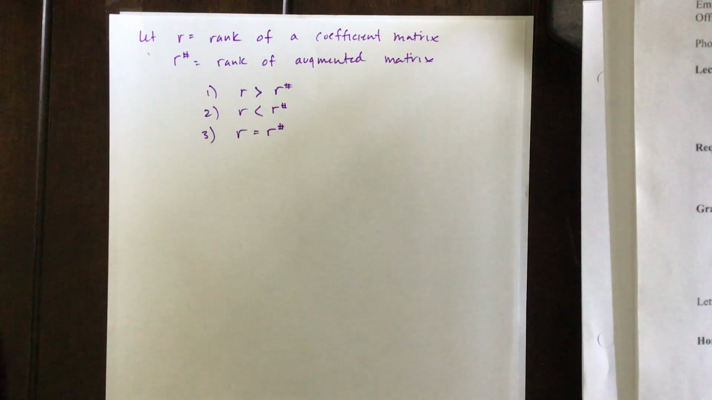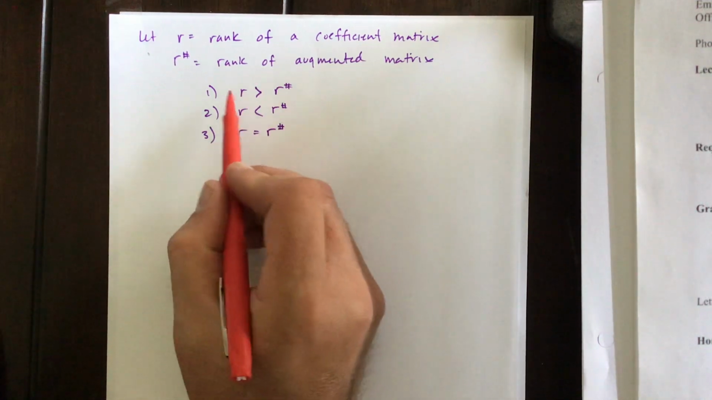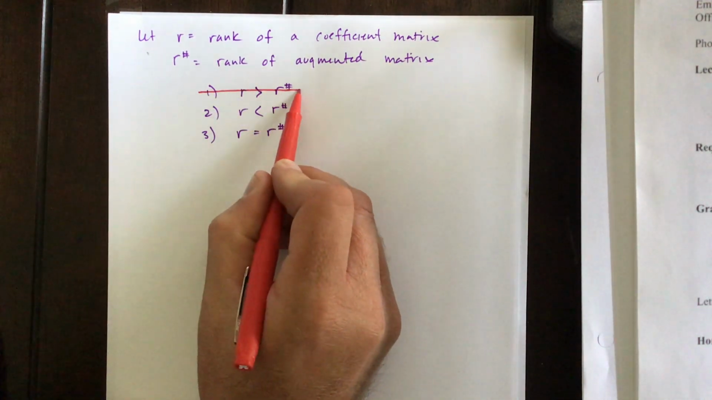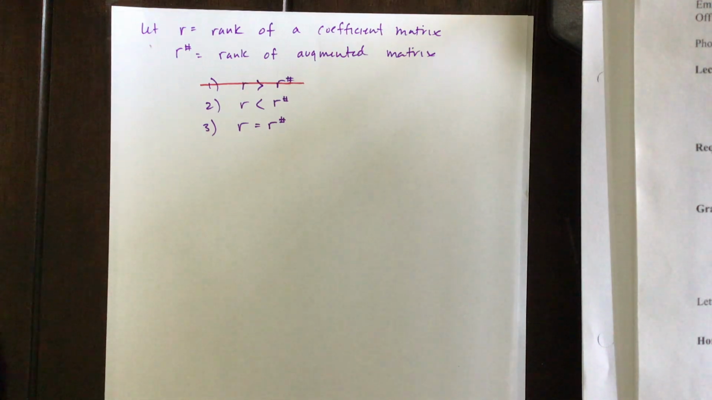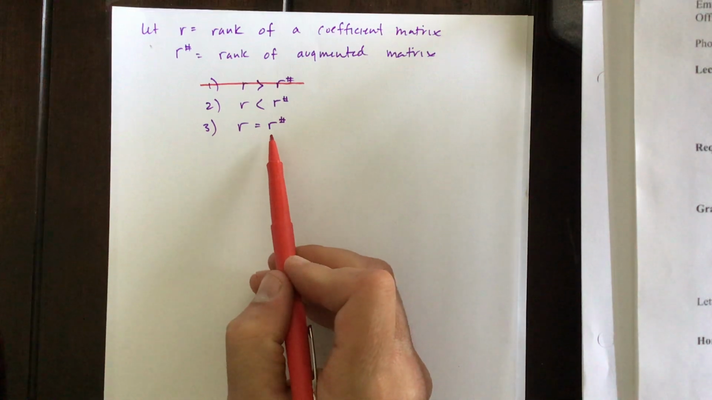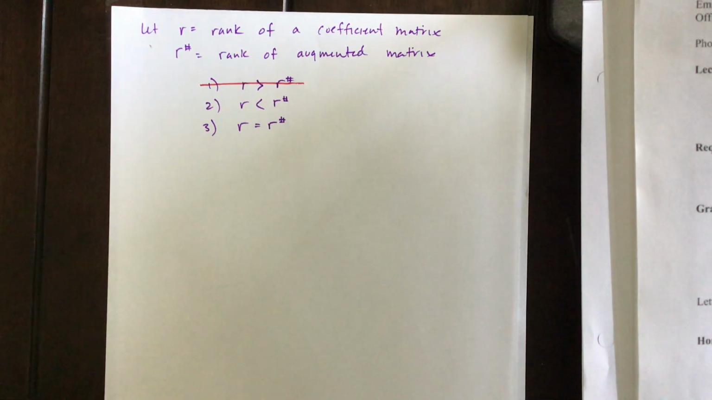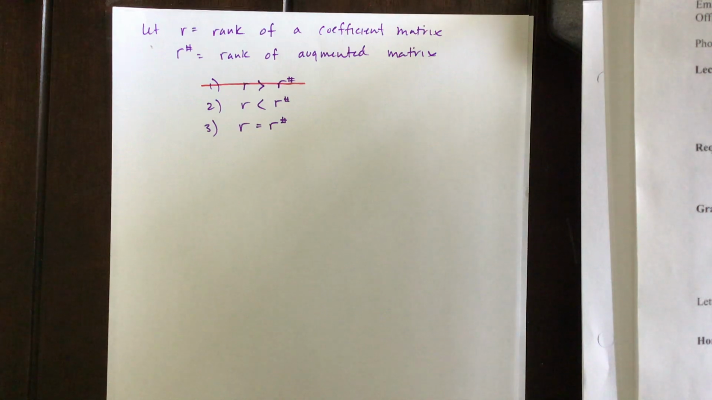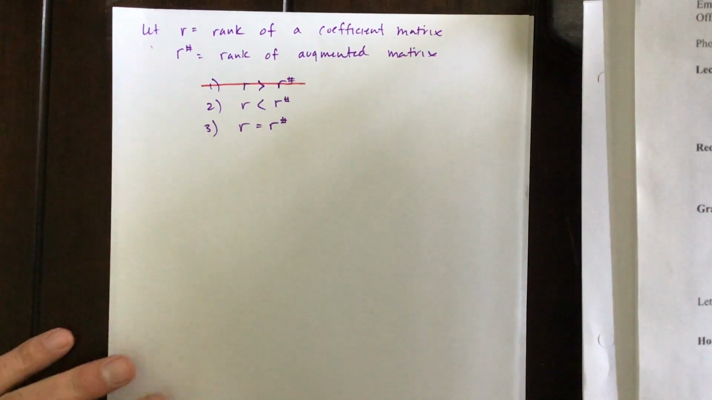Now, for the purposes of this lecture and what these numbers represent, it does not make sense for the coefficient matrix to have a larger rank than the augmented matrix, because the coefficient matrix is the same as the augmented matrix minus a column. And that additional column gives it an opportunity to have an extra pivot, and so therefore the augmented matrix will have at least the same number of pivots or more than the coefficient matrix. All right, so now that that's out of the way, we're only looking at cases 2 and 3.